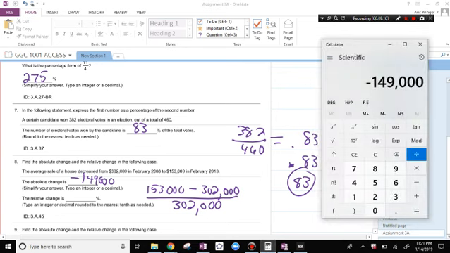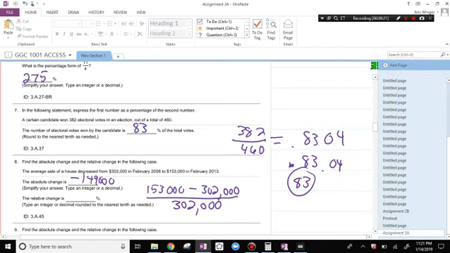So then I just need to divide this by 302, and it's negative 49.3. So to recap, that was negative 0.4933. Move the decimal place over 2 places and then round to 1 decimal place. Negative 49.3%.